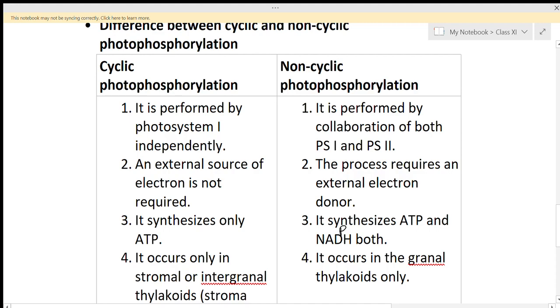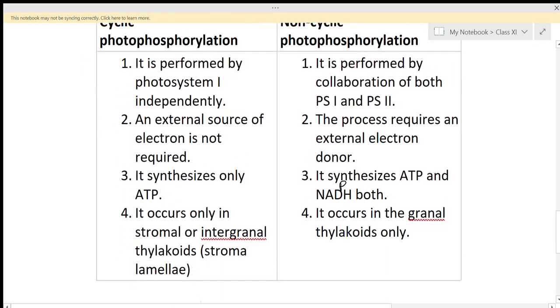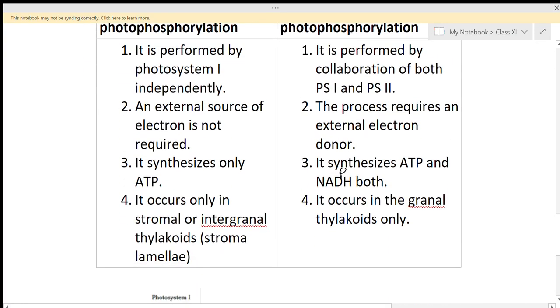Cyclic occurs only in the stromal or intergranal thylakoid, or you can say stromal lamella, which connects two grana. So it is taking place on the membrane of the stroma lamella. And non-cyclic takes place in the granal thylakoids only. Granum is made up of thylakoids, so it is taking place in the thylakoids only.